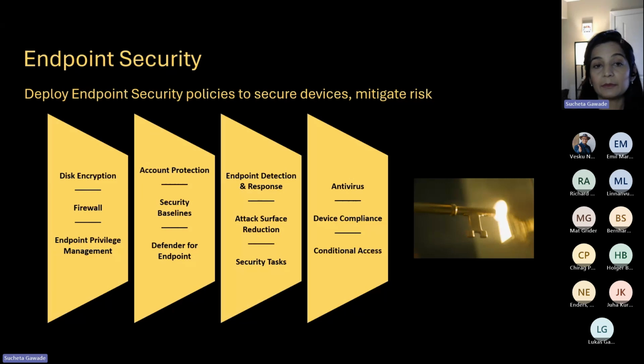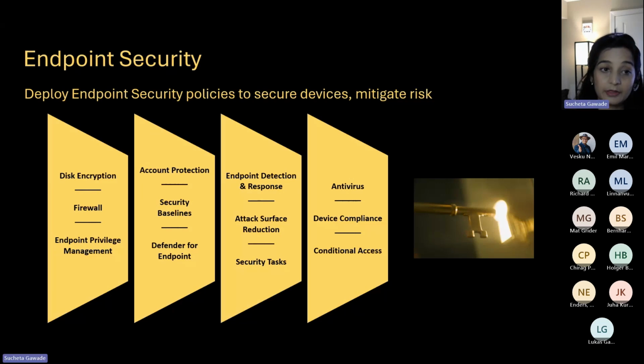Next up is endpoint privilege management. With this, you can implement least privilege by limiting administrative rights on endpoints. And it allows users to run as standard users while still completing tasks that require elevated privileges. Examples would include installing an application, an M365 application, or updating device drivers on a device.